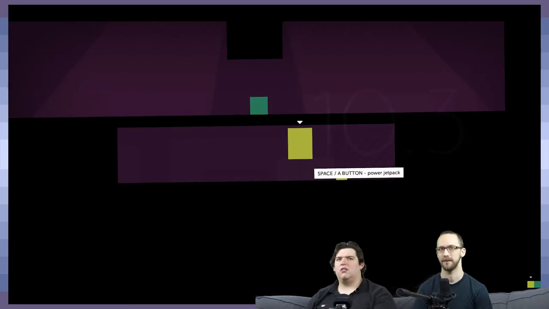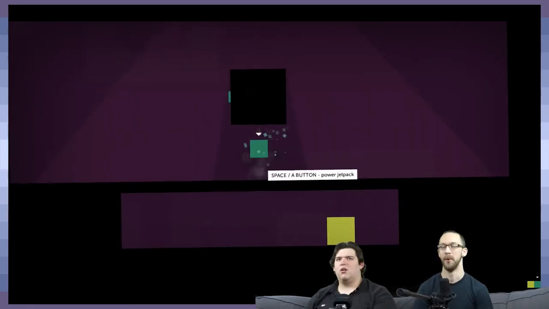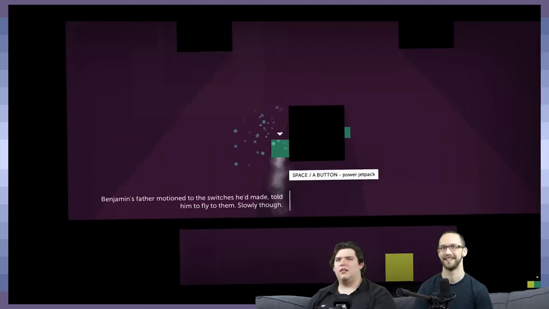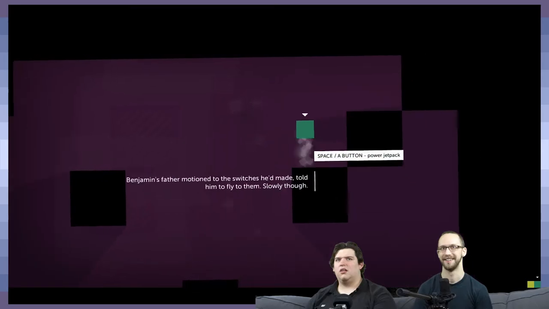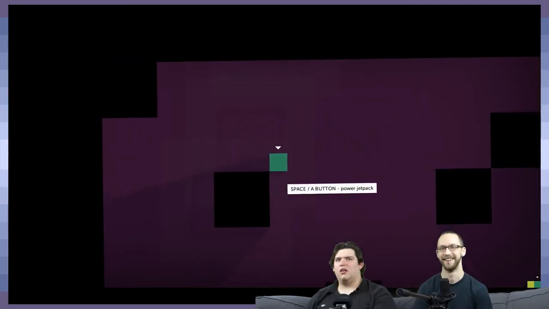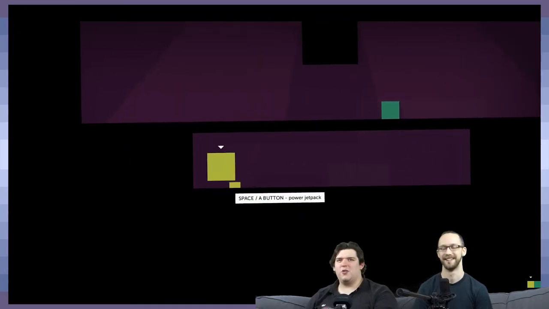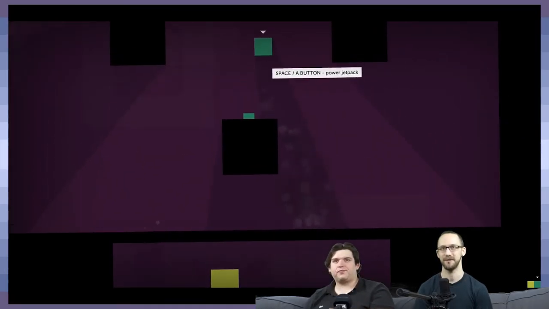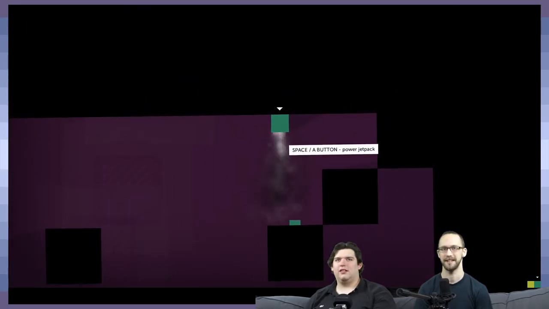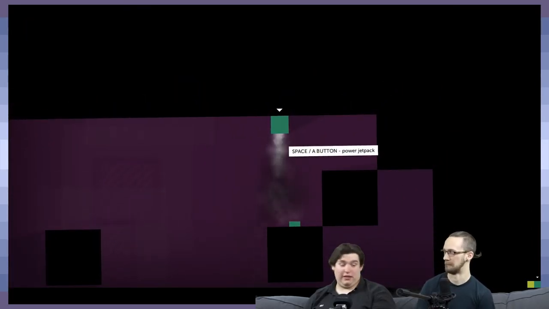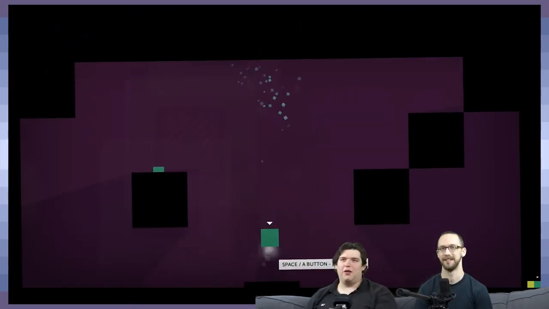Power jetpack? What? The jetpack was glorious. Benjamin's father motioned to the switches he'd made, told him to fly to them. Slowly, though. This is awesome. It's super cool. And it just keeps going? Does it go forever? I guess so. That's kind of cool. That explains why that wasn't in the main game. It's a little powerful.